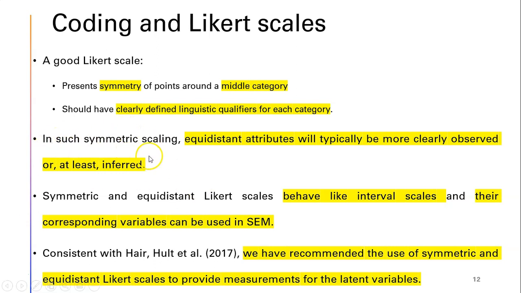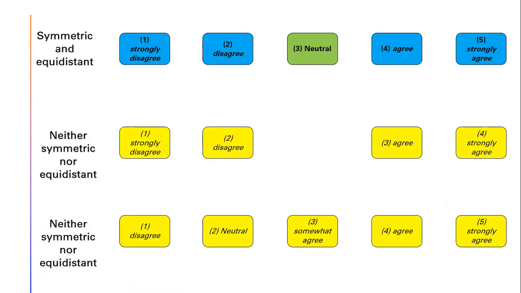Therefore, in such symmetric scaling, equidistant attributes will typically be more clearly observed, or at least inferred. Another important point about symmetric and equidistant Likert scales is that these types of scales behave like interval scales, and their corresponding variables can be used in structural equation modeling. That is why, consistent with Hair et al. 2017, we have also recommended the use of symmetric and equidistant Likert scales to provide measurements for the latent variables in PLS applications. Now let's have a look at a few examples.